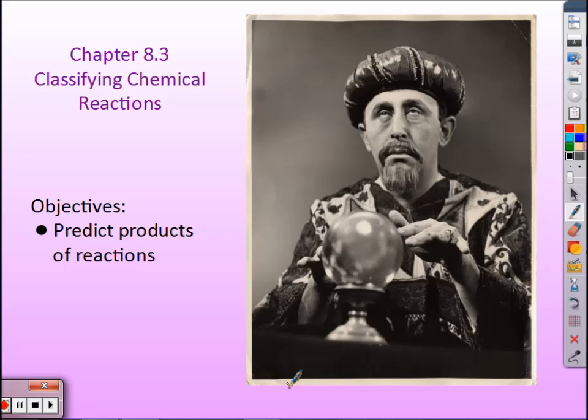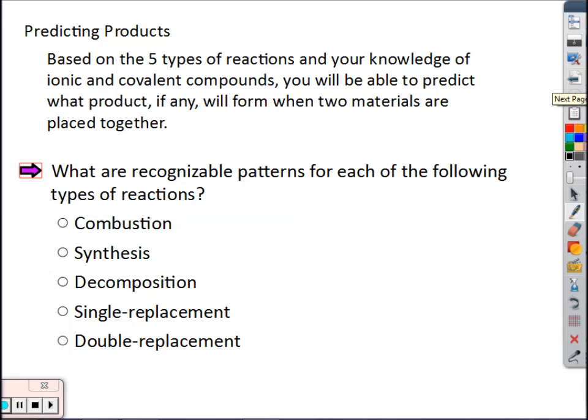Welcome back to Chemistry, Chapter 8, Section 3, talking about classifying reactions. Today we are going to learn how to predict products of reactions. This isn't magic. We're not going to be a Magic Genie casting spells. We're going to actually use what we know and what we've learned about the types of reactions to predict what might happen.